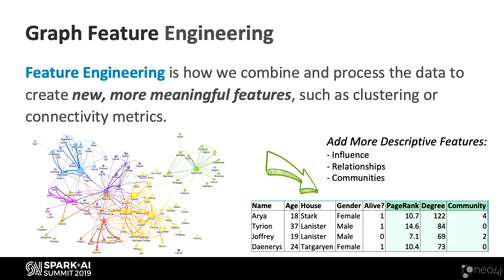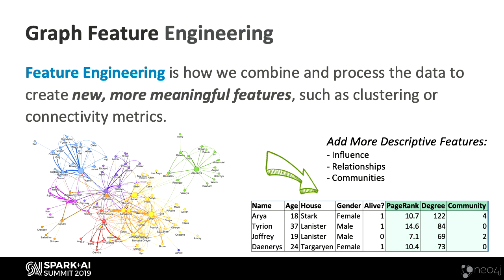And I think I like this slide because it's a little hard to wrap your head around what we're saying. What we're saying is you're taking the data you have and you're making new and more meaningful features like clustering or connectivity metrics. And in 2 slides, I'm going to have all of the different graph algorithm categories. And we're just adding those to your tabular data.